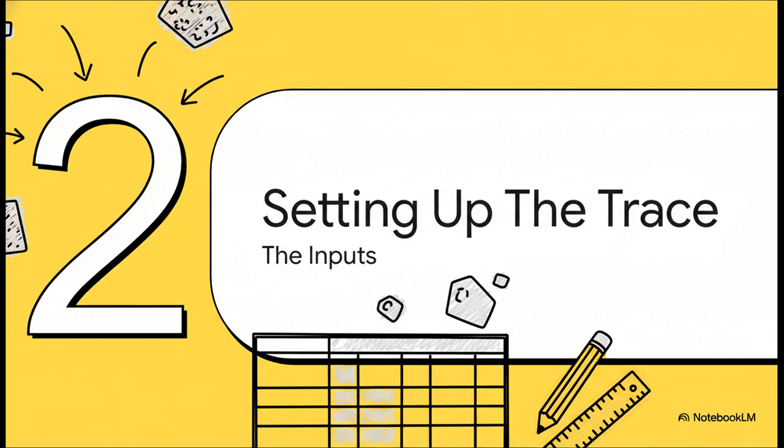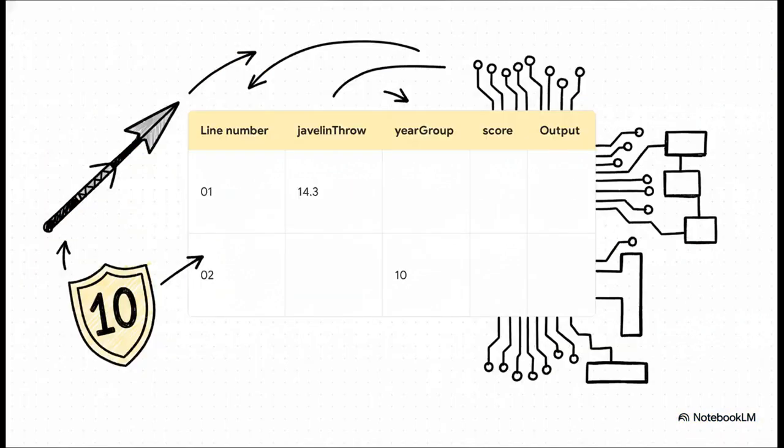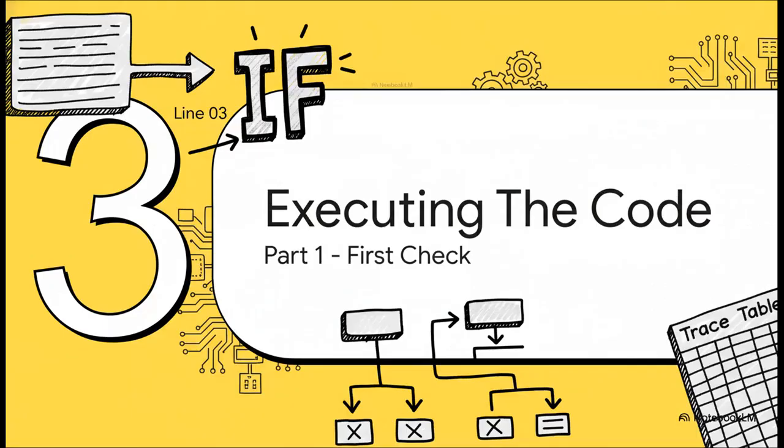All right, first things first. With any trace table, you always start by plugging in the initial inputs from the question. So let's get our table set up. Okay, let's fill this in. Line 01 is where the algorithm gets the javelin throw, so let's pop 14.3 into that column. Then line 02 grabs the year group, which is 10. And just like that, our starting variables are locked in. Okay, variables are set. Now for the fun part.